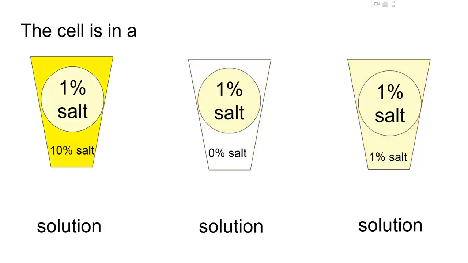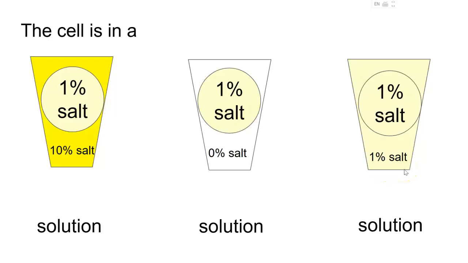Okay, so let's take a look at this. The cell is 1% salt in all cases, and that's roughly what it is in our bodies. And it's sitting in a 10% salt solution. This is a hypertonic solution. Right here, this is going to be lower than the cell, so this is going to be a hypotonic solution. In this case, the cell is sitting in a solution that has equal amounts of solute. This is going to be an isotonic solution.